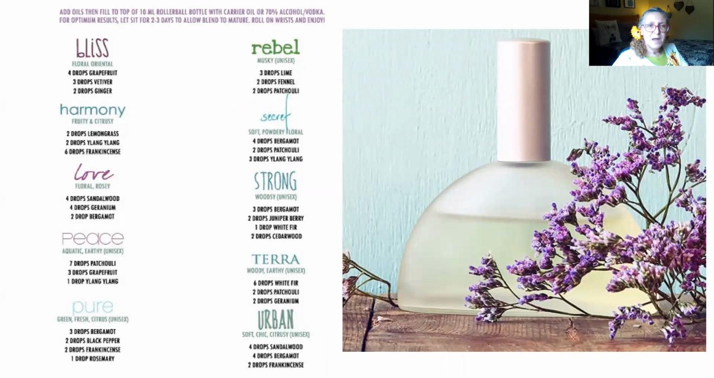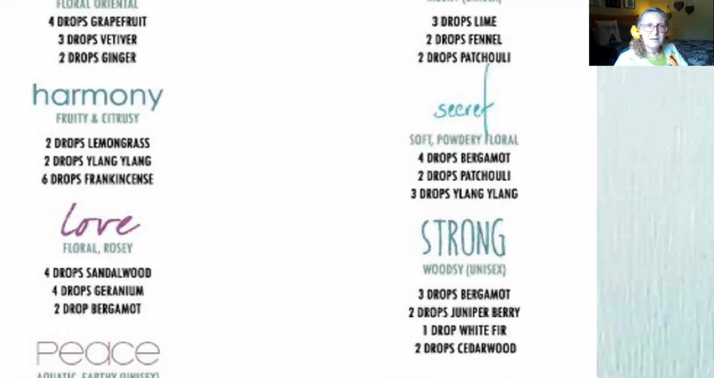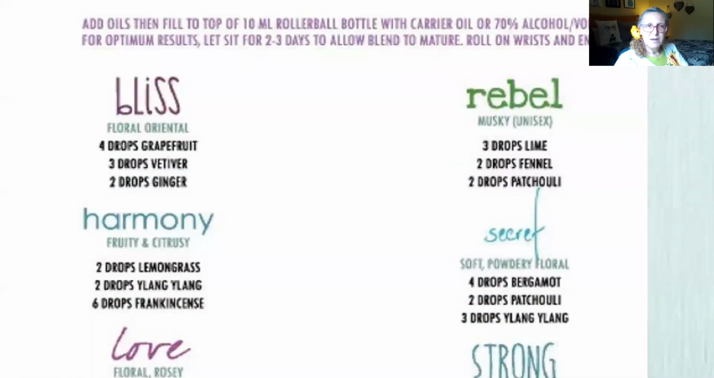Here's a couple more, and I know that this one might be a little harder to read, but these are also some different perfume blends. Maybe if I'm not sure if this is zooming in for everybody. You put these in a 10 milliliter roller bottle, and letting it sit for a few days, which I didn't know, actually helps the blend to mature.